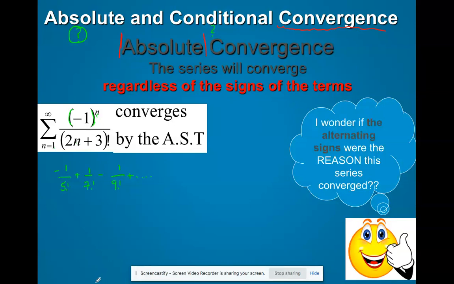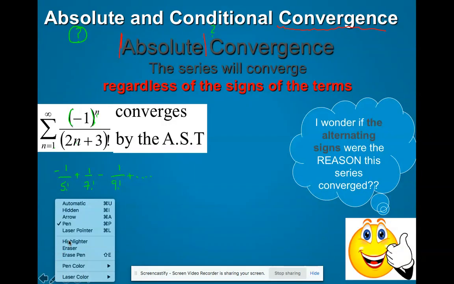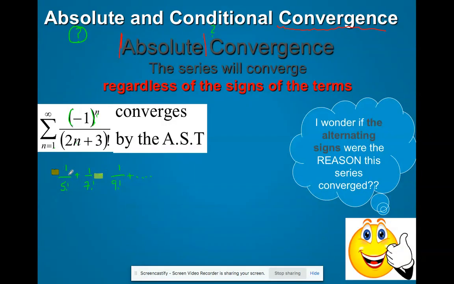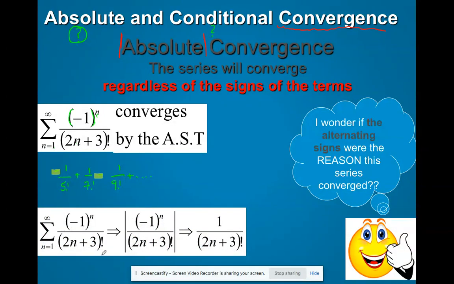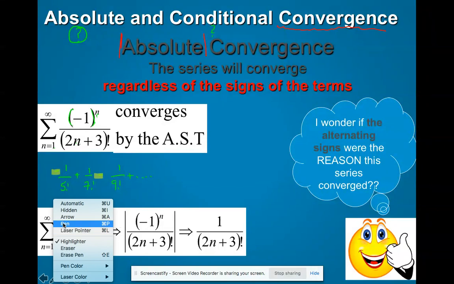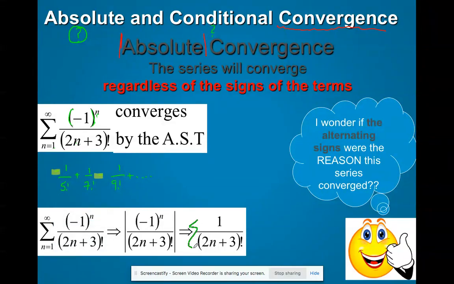So was the only reason this series converged, though, my negatives? That's the question. The fact that every other term was negated, was subtracting. How I answer that question is taking the absolute value of the terms and saying, do I still have a convergent series? I have to do the ratio test on this.